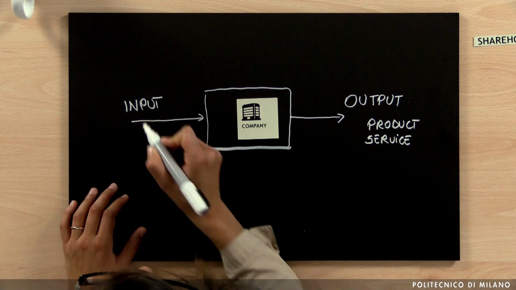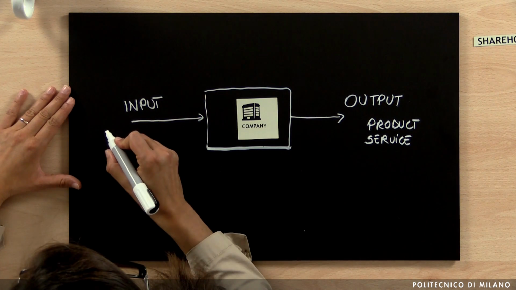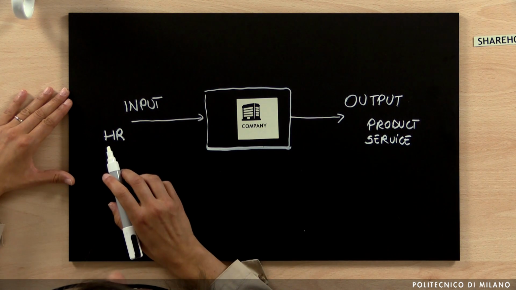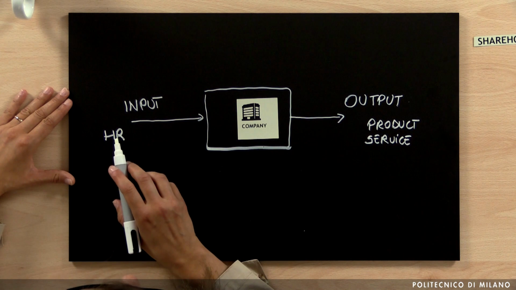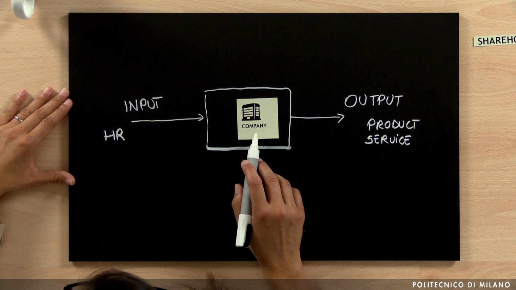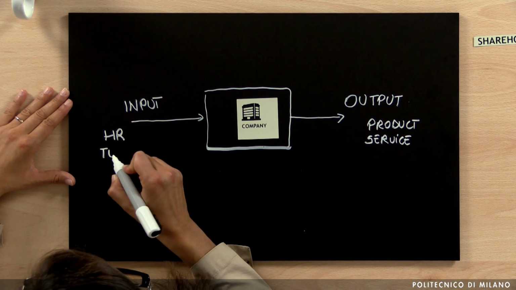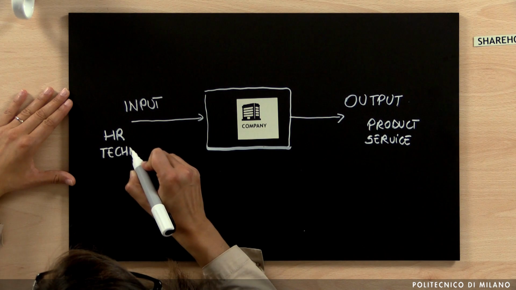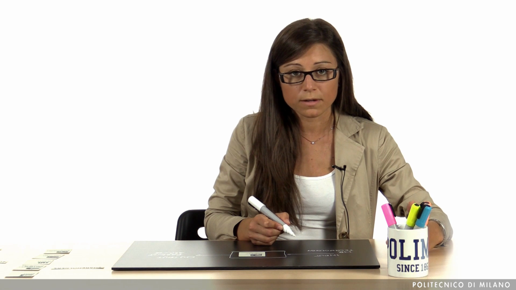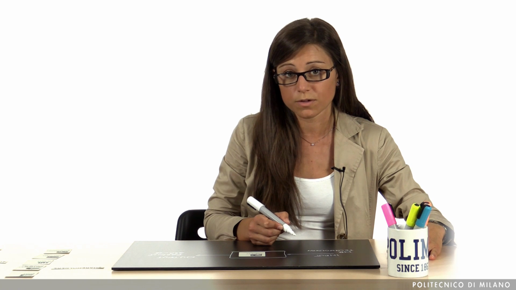And this input can be of three different types. So we can have human resources, which we can represent as HR, that stands for human resources. These are people, like managers and employees, that provide their activities inside the company. Then we have the technology. Technology can be represented by something like, for example, software, instruments, machinery, so all of the technical elements that support the transformation of raw material into final products or services.